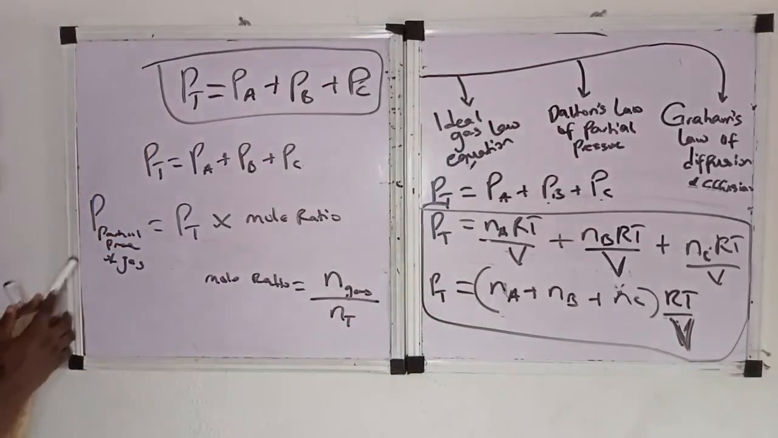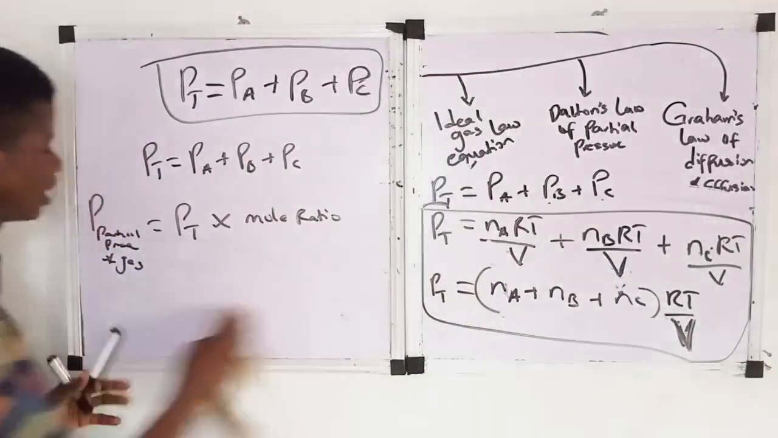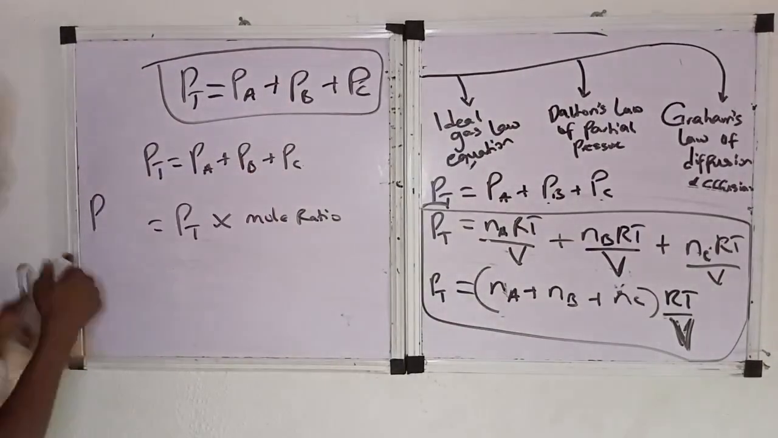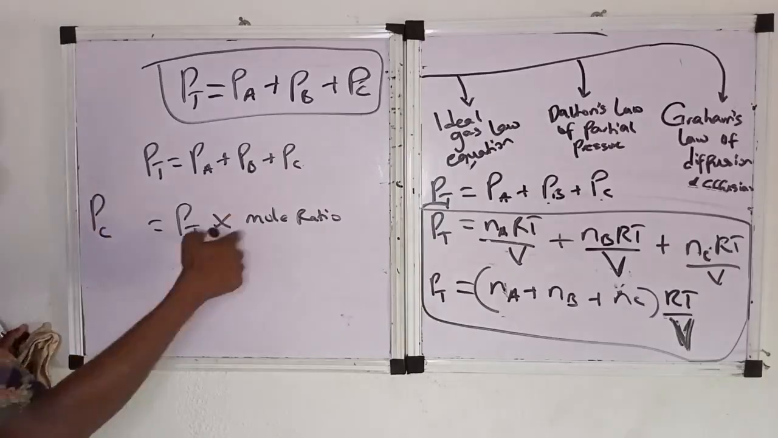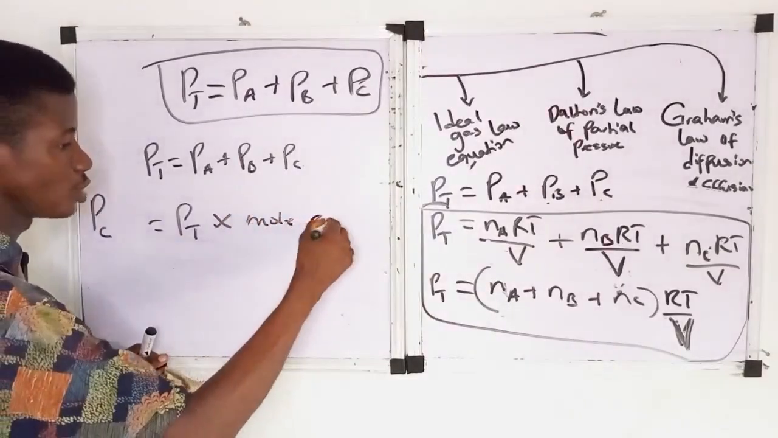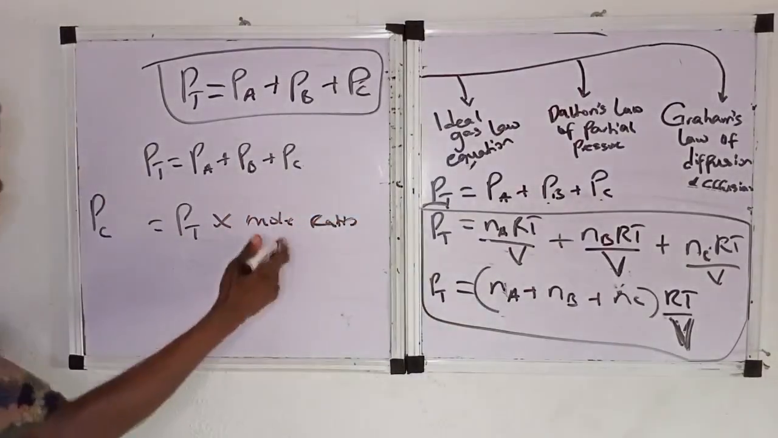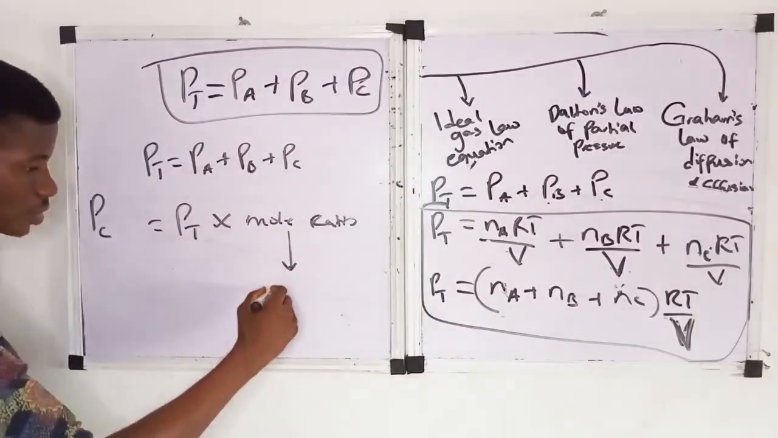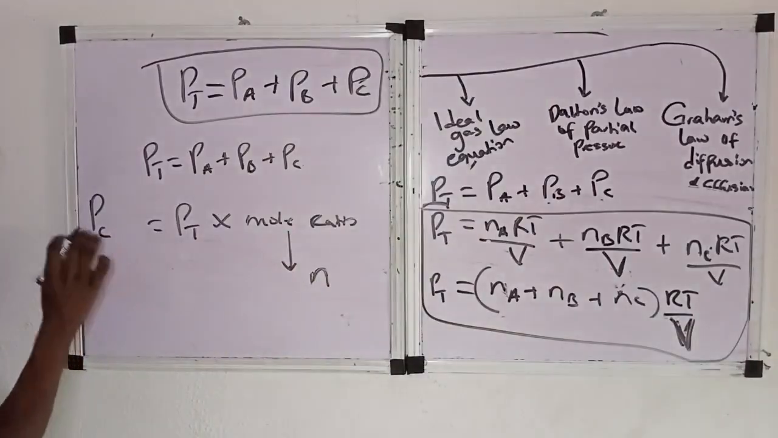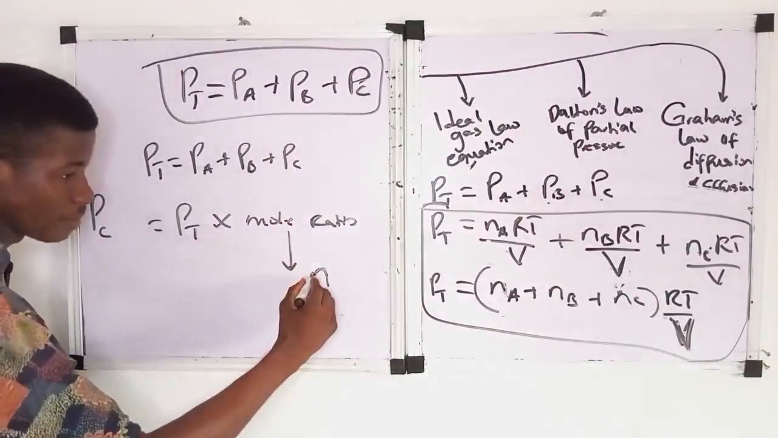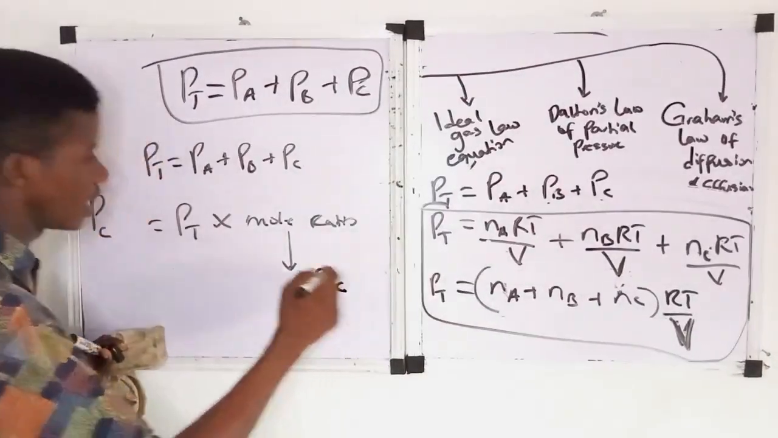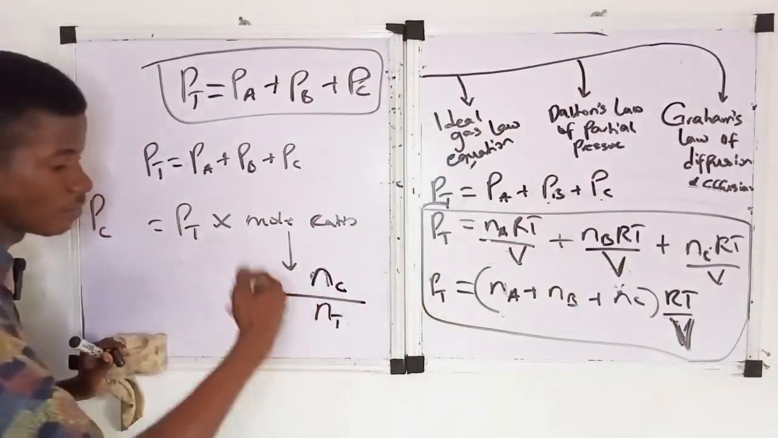Now, for example, let's say they ask us to calculate the partial pressure of gas C. I will do it like this: PC equals total pressure times mole ratio. Now, the mole ratio, since I'm looking for the partial pressure of C, will be the mole of gas C over the total mole of all the gases.